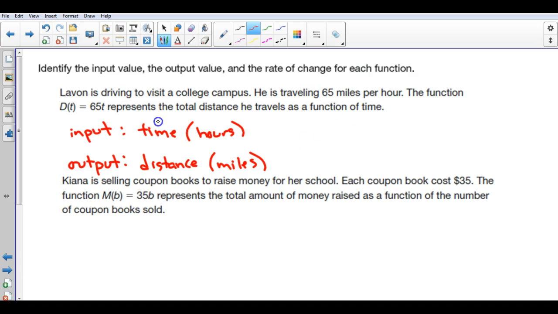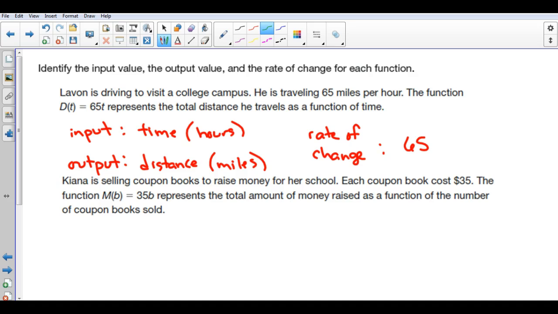So my rate of change in this case is going to be the 65, and that is telling you how many miles he is traveling for every hour. So it's comparing your two units on both of your quantities. So my rate of change here is going to be 65, and again, it's miles per 1 hour.